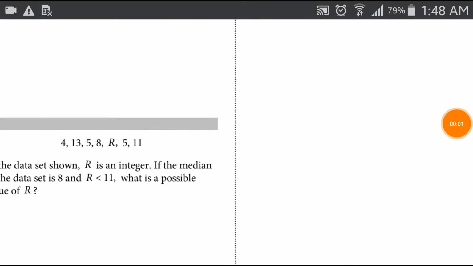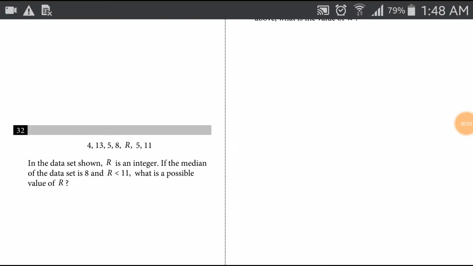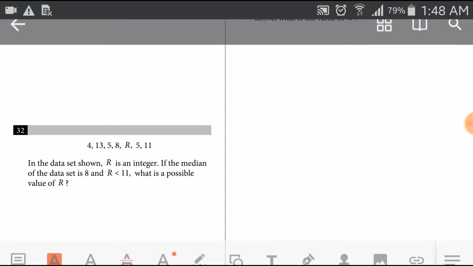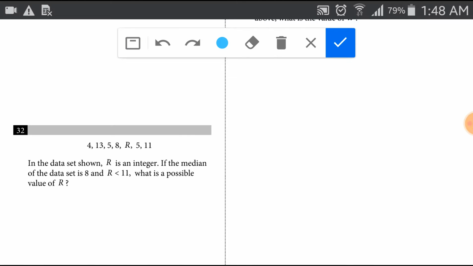Hi everyone, welcome to another video where we're doing actual SAT problems, and this one is question number 32 of the same test we've been doing. This is the March US 2020. Question number 32 says, so we have a bunch of data here, and they're saying if the median is 8, and R is less than 11, what is the possible value of R?